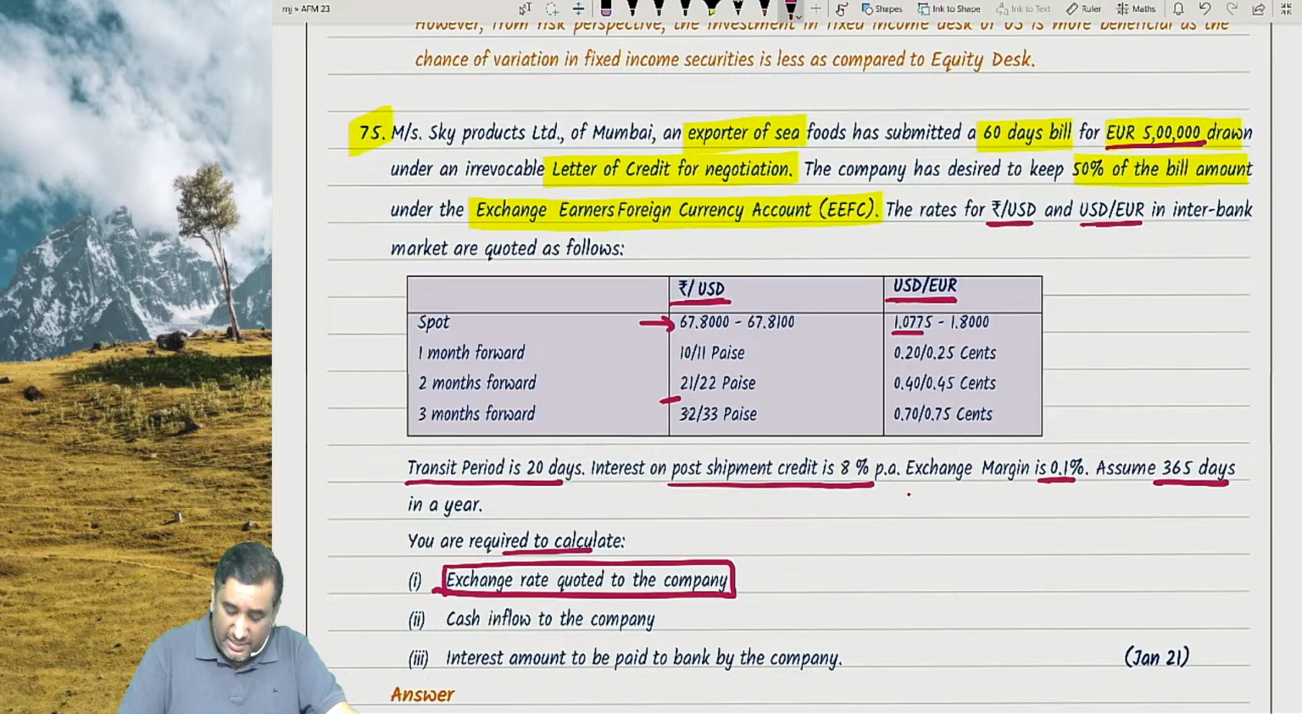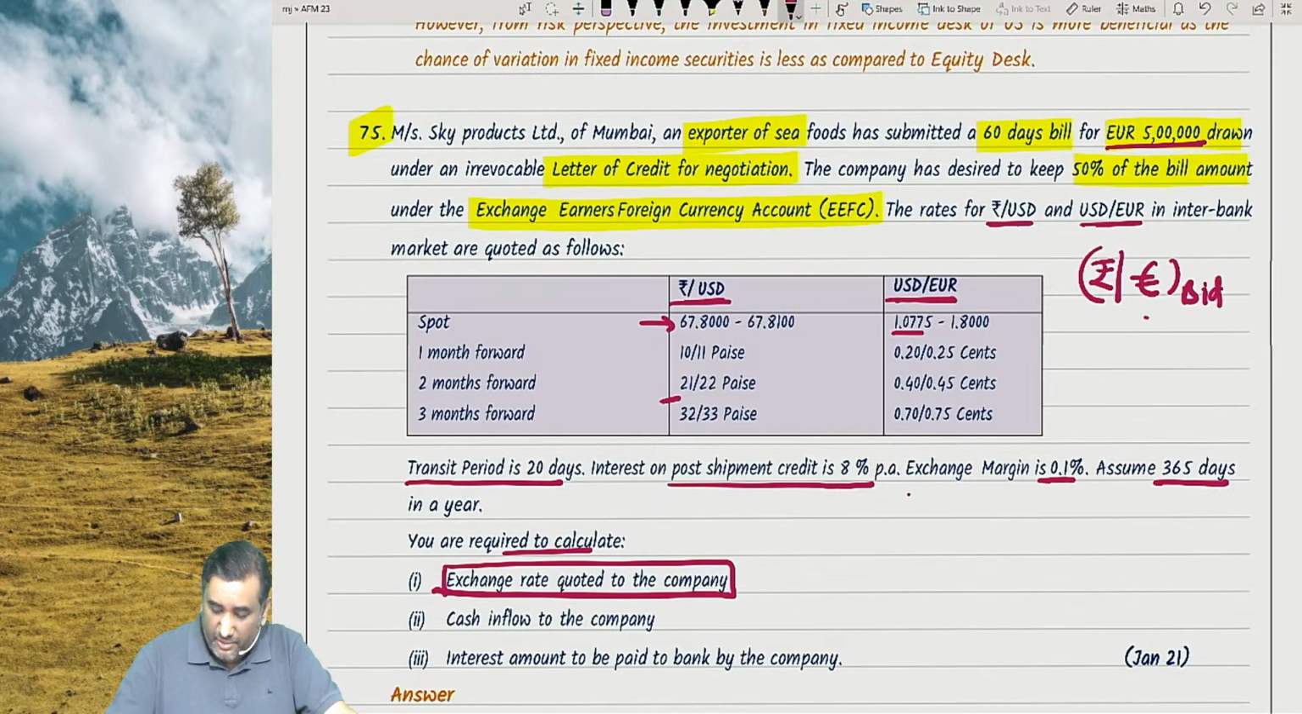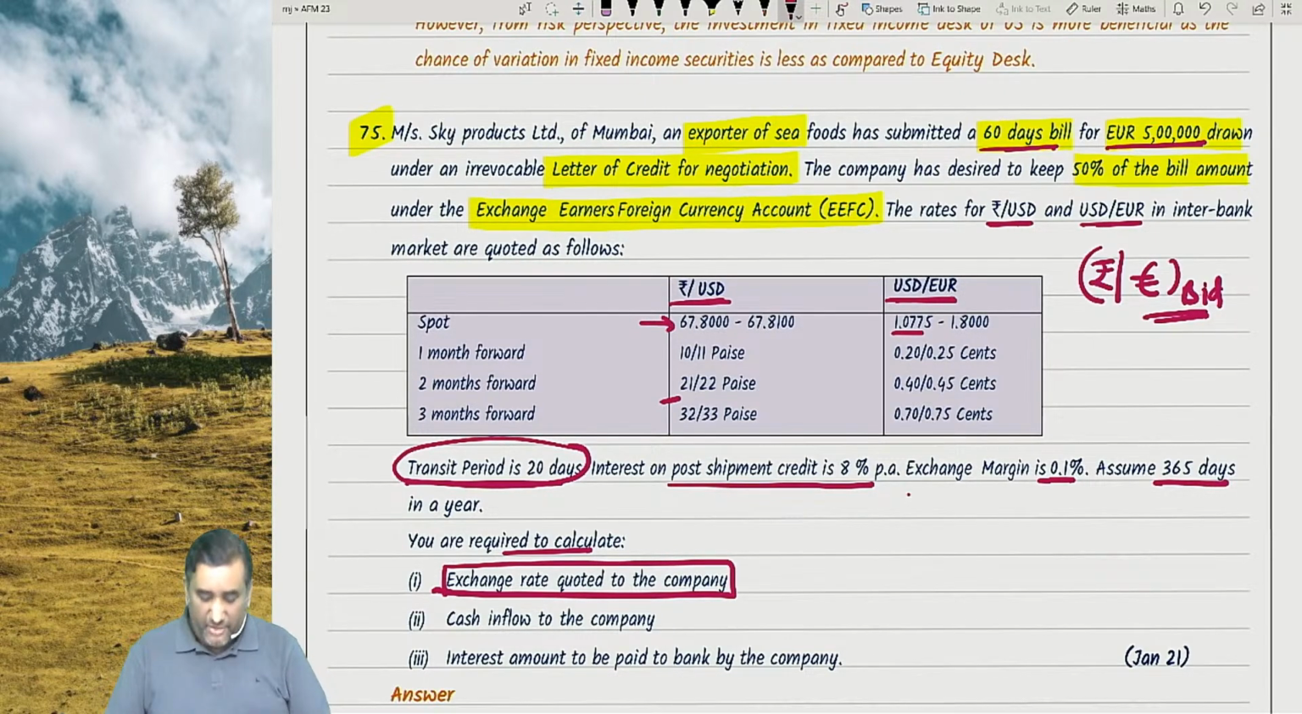We need the 80 days rate, right? We need the rate between what and what? Between rupee and euro. Ask for a bid rate, because for an exporter we need a bid rate. And for how many days? It's 80 days. It's not 60. The 20 days transit period also will be taken into account. It's 80 days. So basically it will fall between this and this rate.